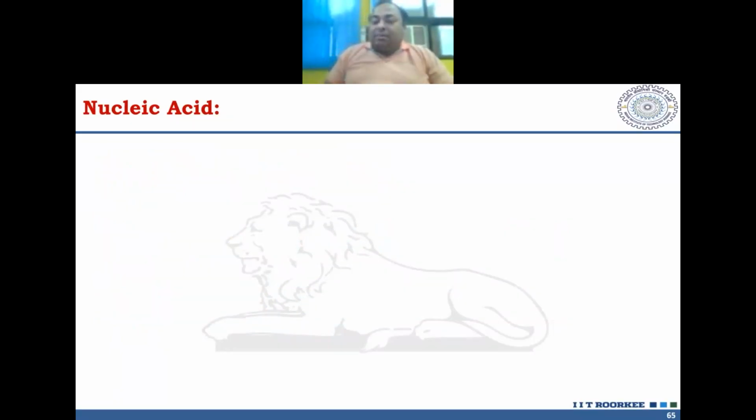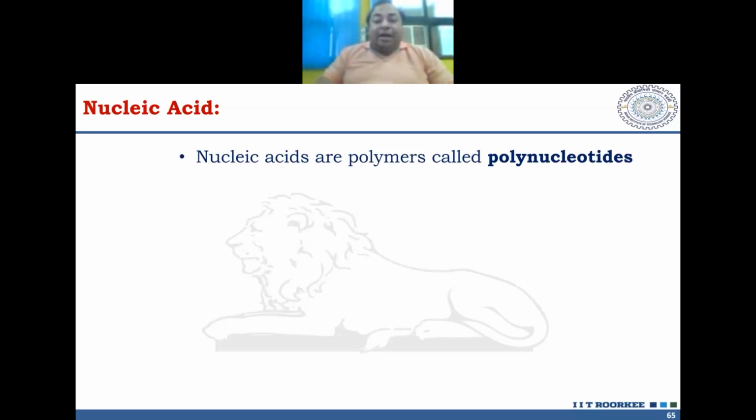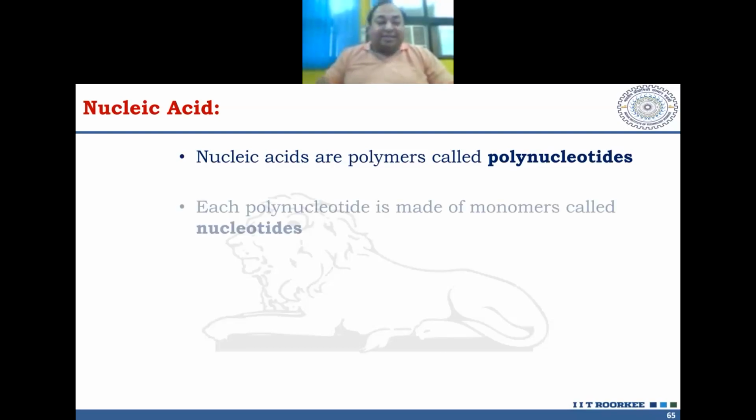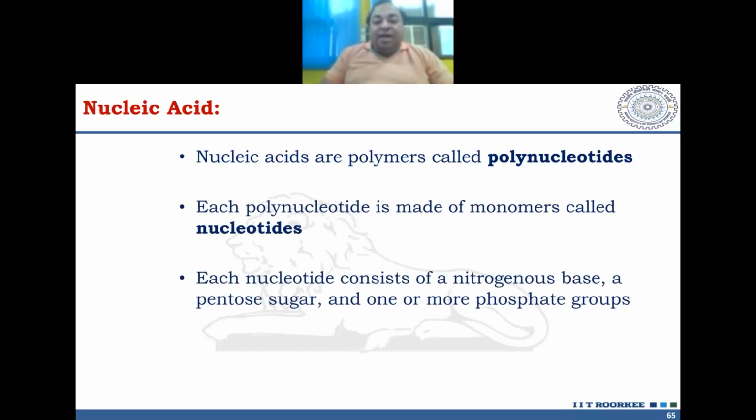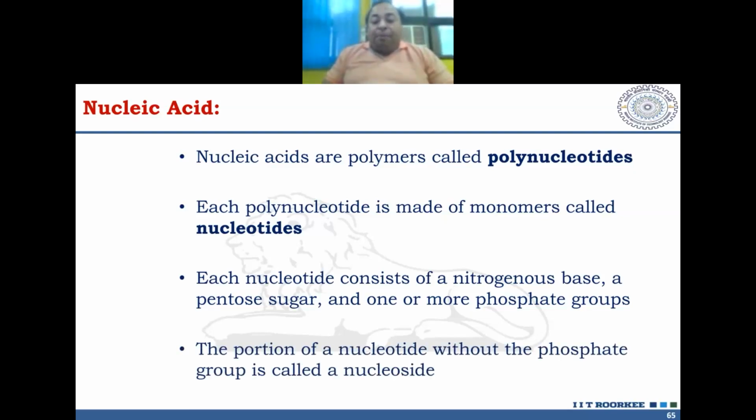Coming to, so this is about carbohydrate and fat. Coming to nucleic acid. Nucleic acids are polymers called polynucleotides. Each polynucleotide is made of monomers called nucleotides. Each nucleotide consists of a nitrogenous base, a pentose sugar, and one or more phosphate groups. The portion of a nucleotide without the phosphate group is called a nucleoside.